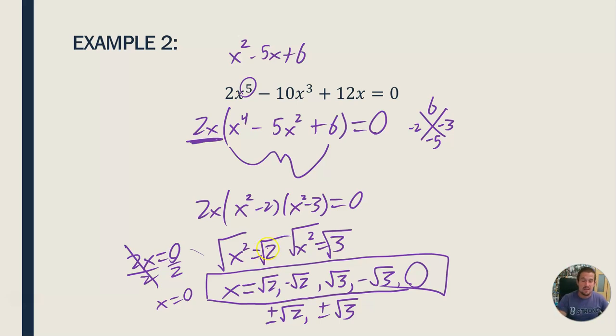And again, if I went in, and it might take a while, but if I went in and plugged each of these answers individually in for x in this equation, each one of them would make the whole equation equal 0. Okay? So there's another factoring quadratic type problem.